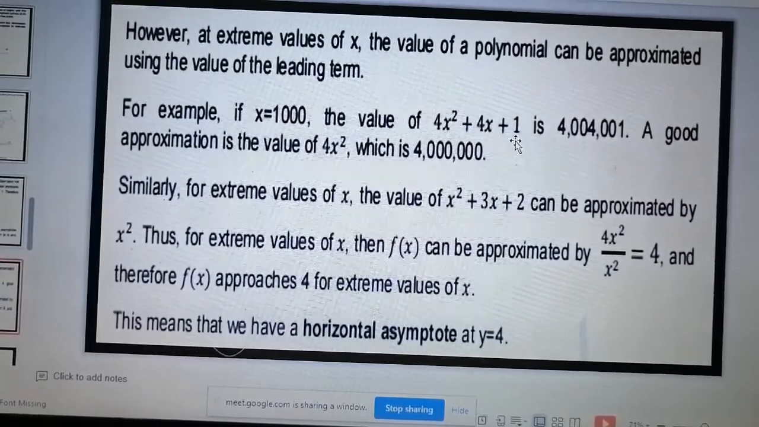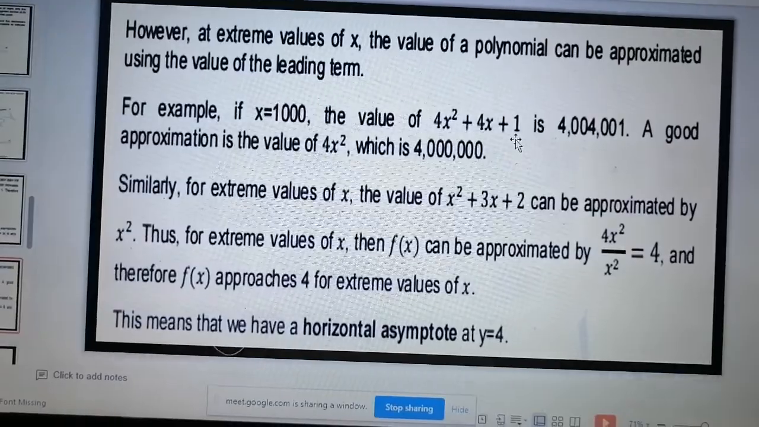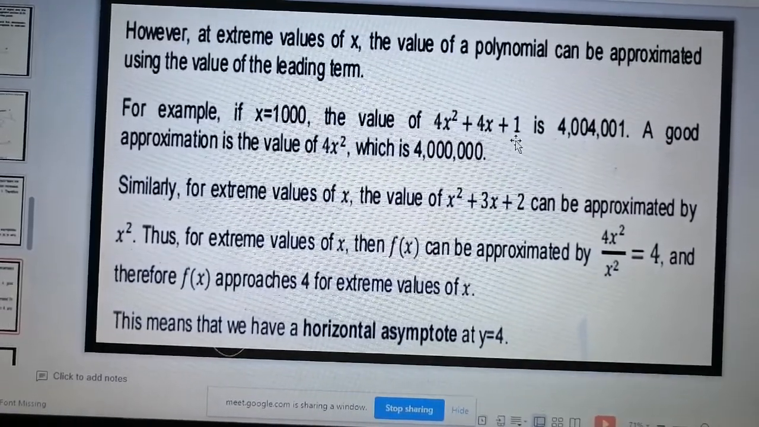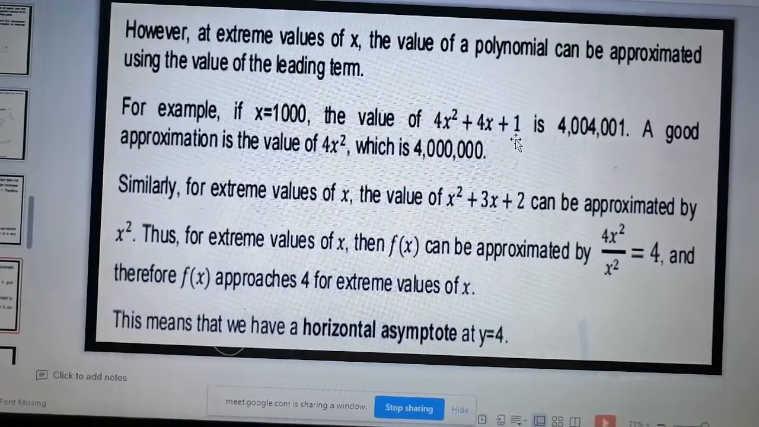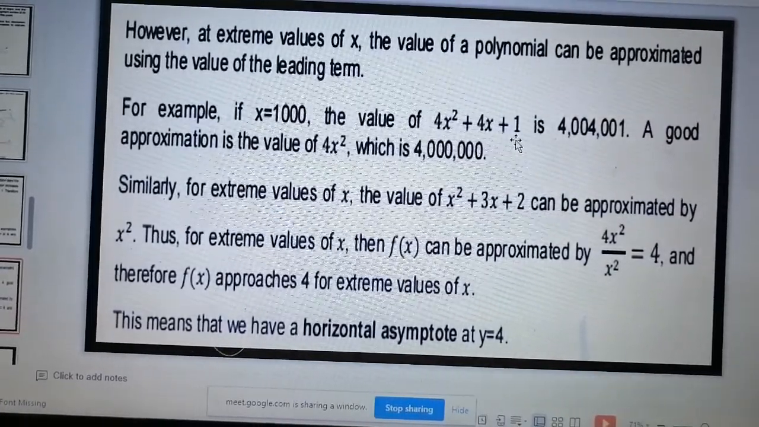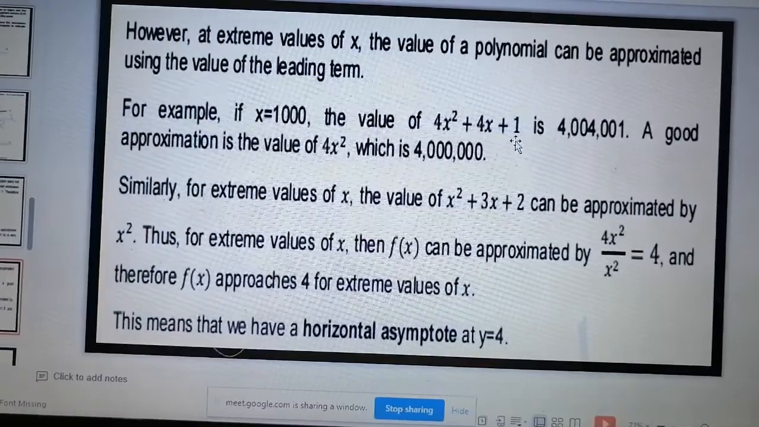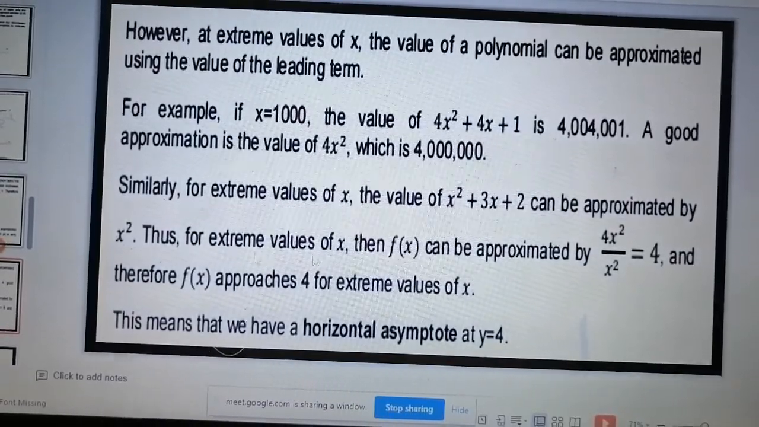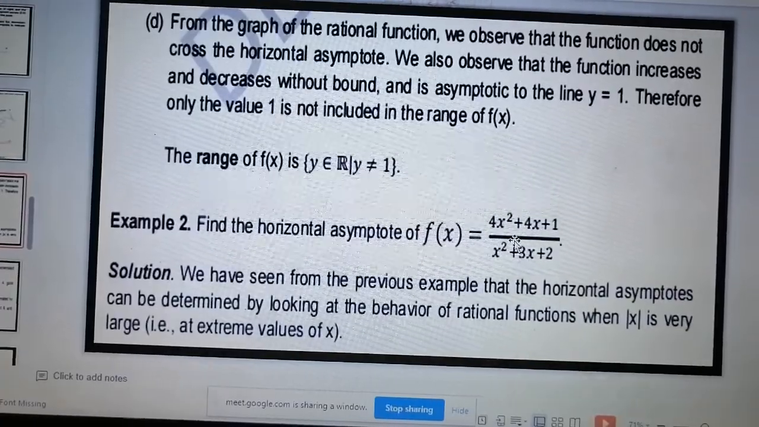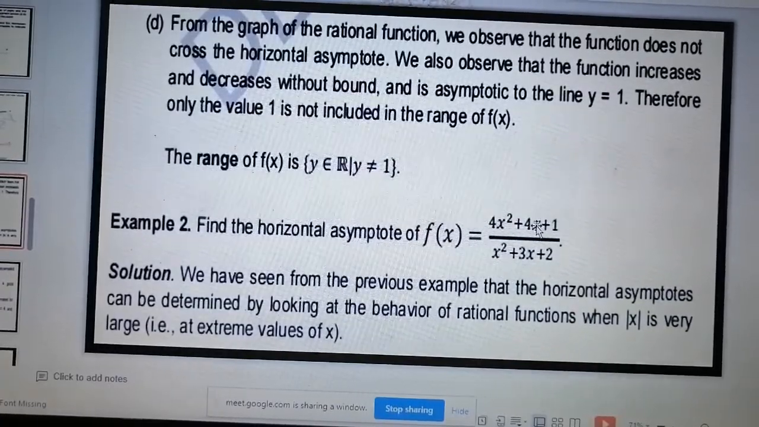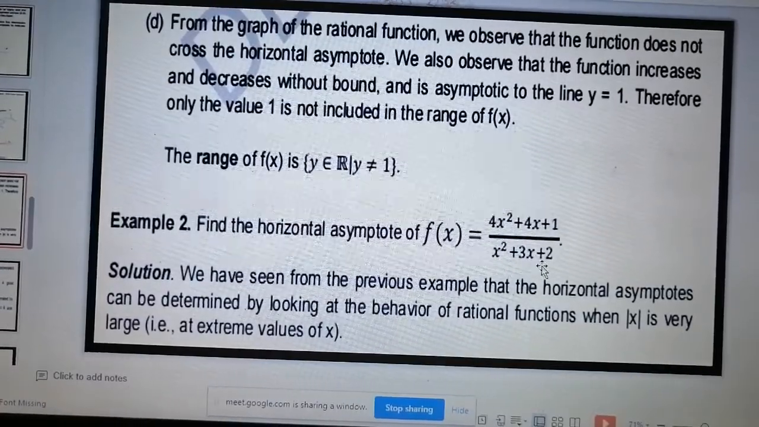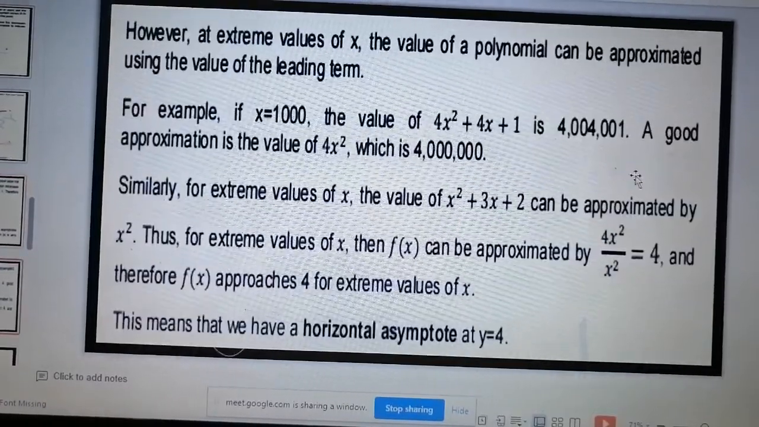Ito ngayon yung pagkuha, okay? Sa polynomials tayo. However, for the extreme value of x, the value of a polynomial can be approximated using the value of its leading term. Okay, gamitan natin ang polynomial. Yung given kanina, this will be the given: 4x squared plus 4x plus 1 divided by x squared plus 3x plus 2. That will be the given, okay?